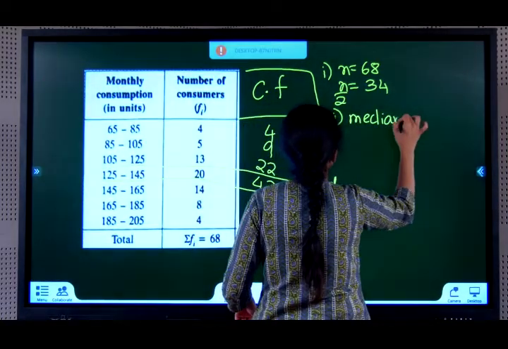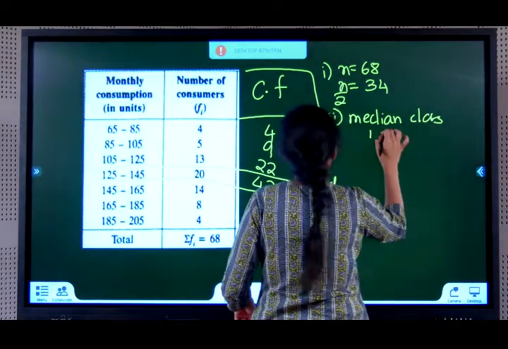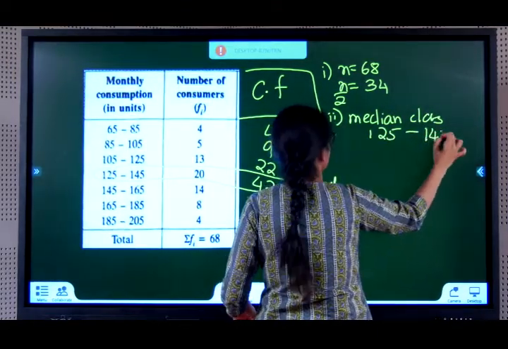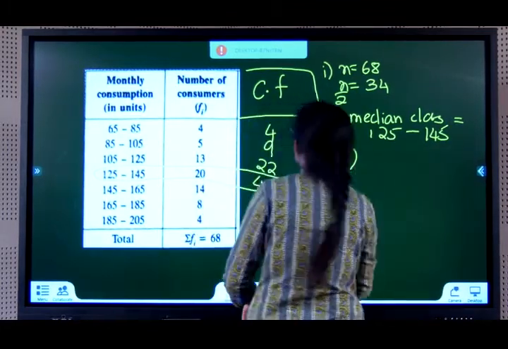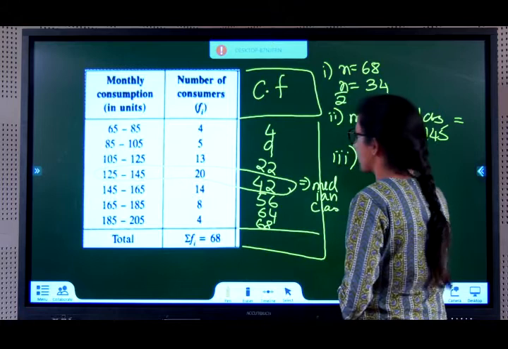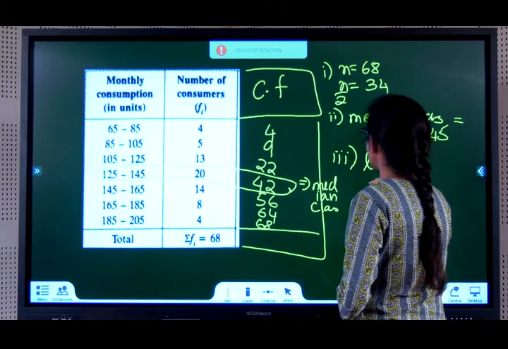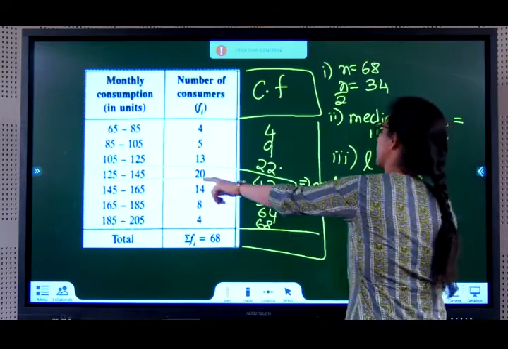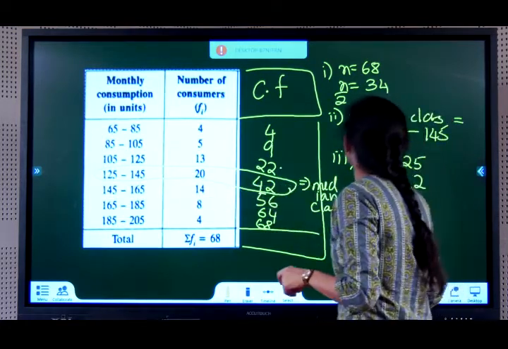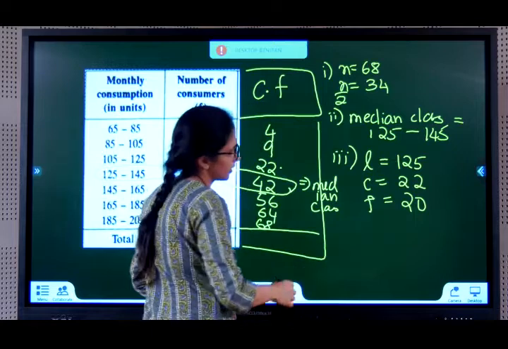Median class is 125 to 145. Next you have to use the median formula. What all do I need for the median formula? I need L, which is 125. I need C, the previous value, 22. F, the frequency of that class, 20. That's all I need. So go in for the formula now.